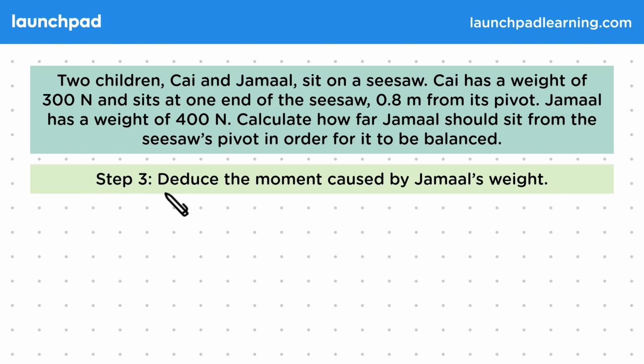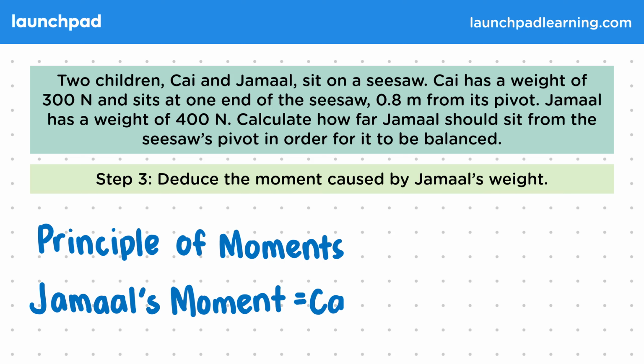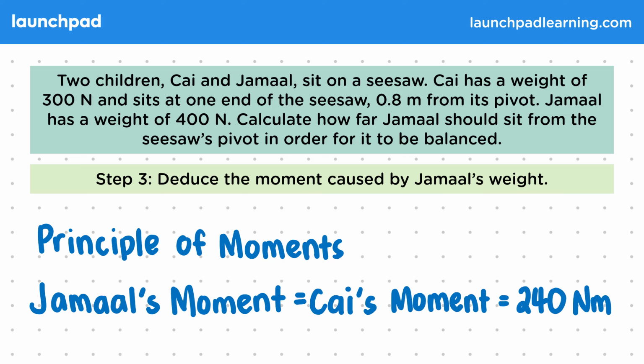For step 3, we want to deduce the moment caused by Jamal's weight. So we know that the principle of moments applies here, so the moments must be equal. So we can say that Jamal's moment is equal to Kai's moment, which we've already calculated to be 240 newton meters.